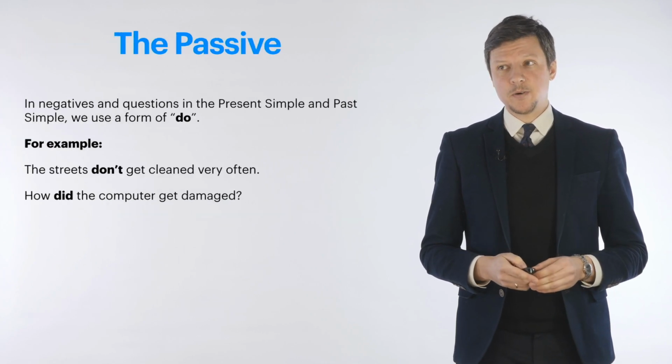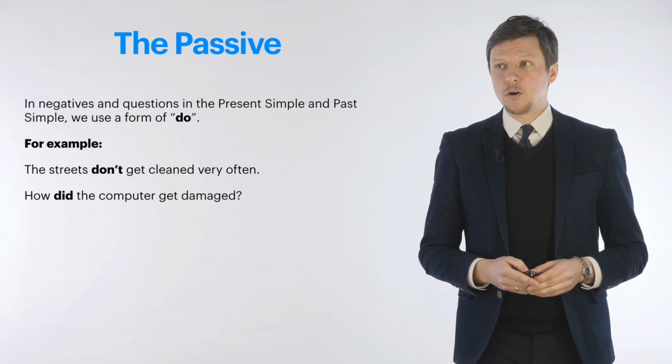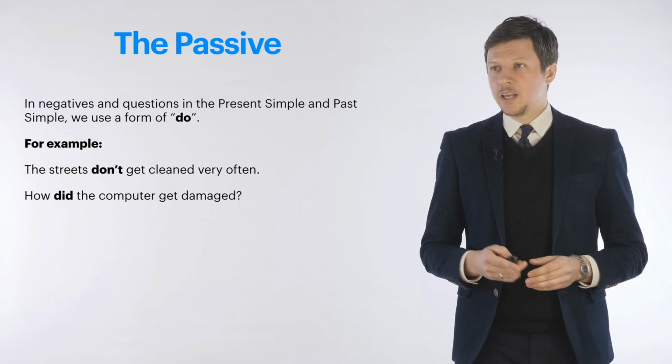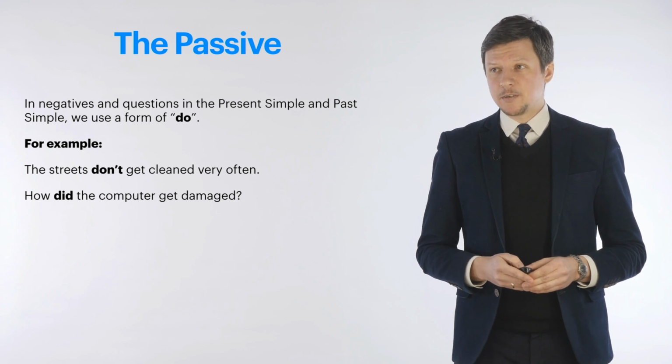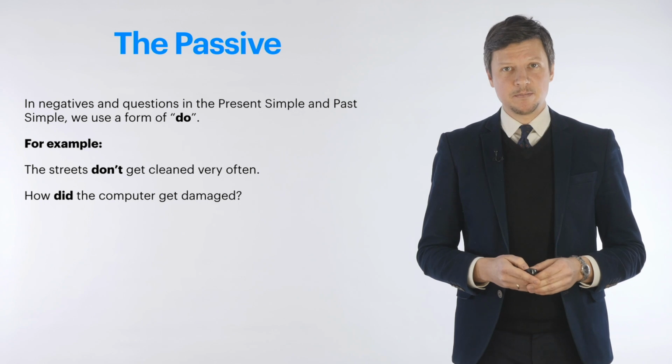In negatives and questions, in the present simple and past simple, we use a form of do. The streets don't get cleaned very often. How did the computer get damaged?